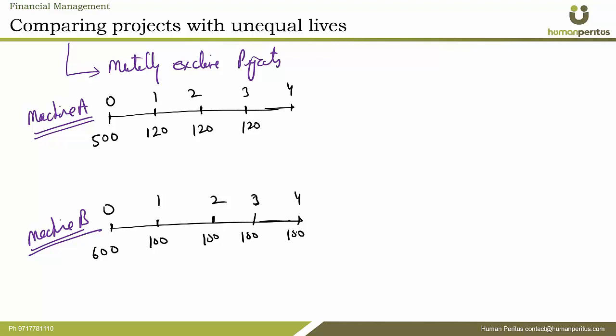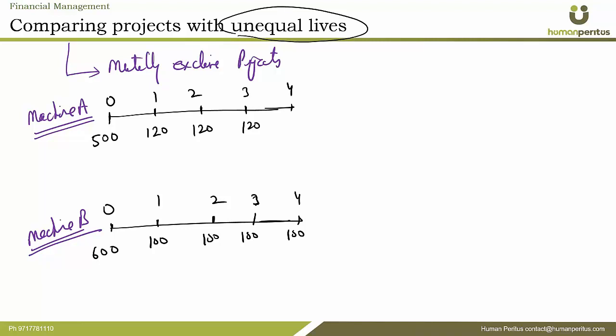Now we can't compare cash flows directly because the life of machine A is 3 years only. After 3 years, you have to discard machine A. But machine B will run for 4 years. Now, how will you compare them? So this is a problem of comparing projects with unequal lives. So guys, how do we do it?